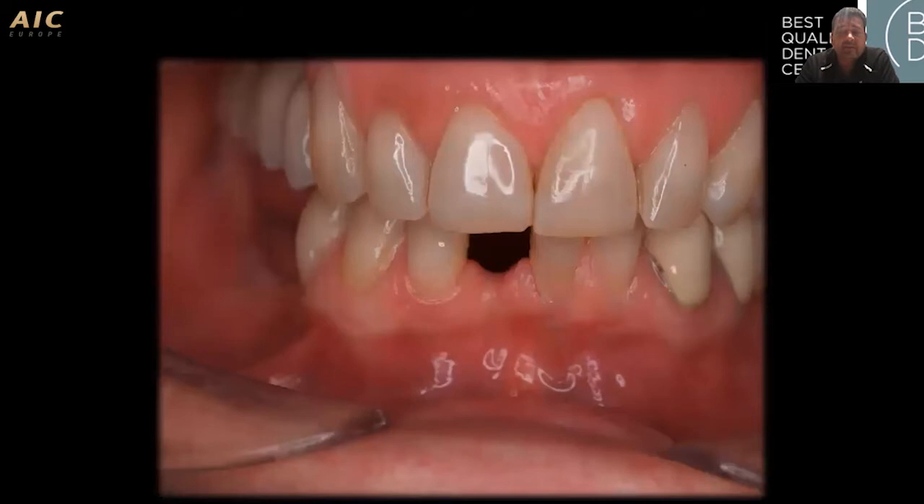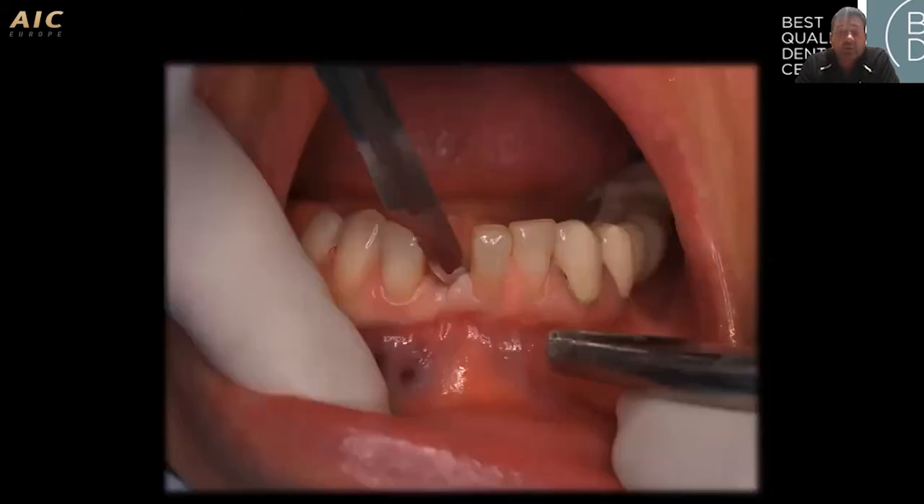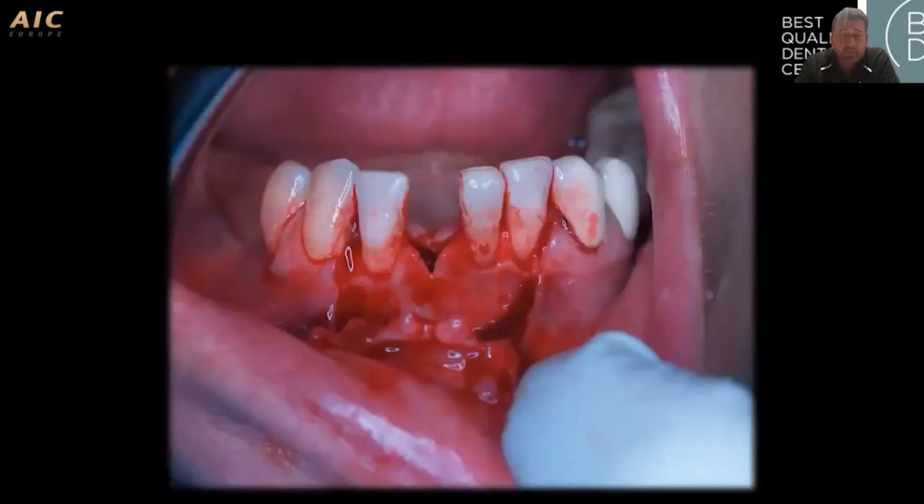So this is the initial situation of the lady, the patient, and as you can see, it's a very, very tiny ridge, and no space at all to do anything other than, of course, a bone graft. After opening the flap and exposing the bone, this is when you can really see the bone that we have. It's just a little bit, very tiny.